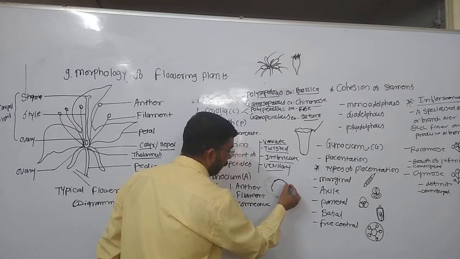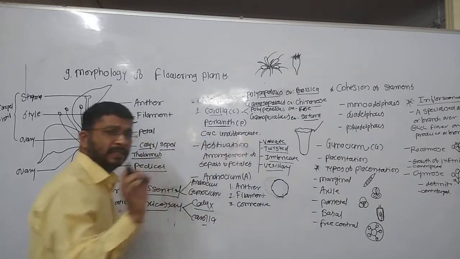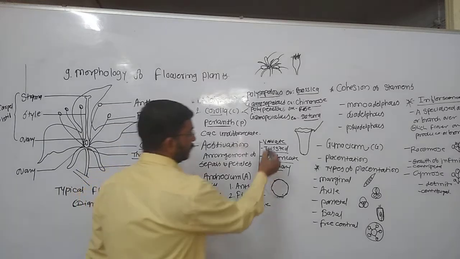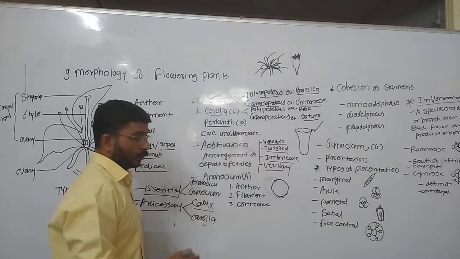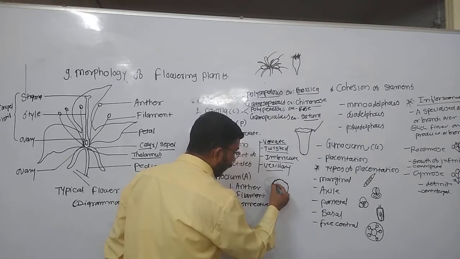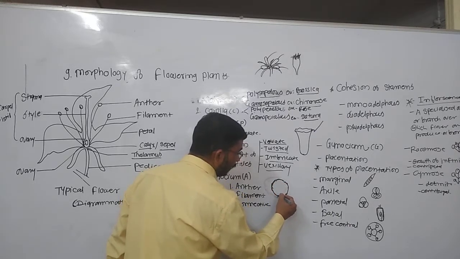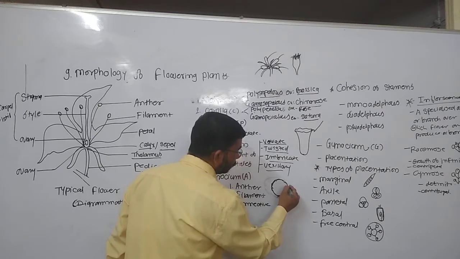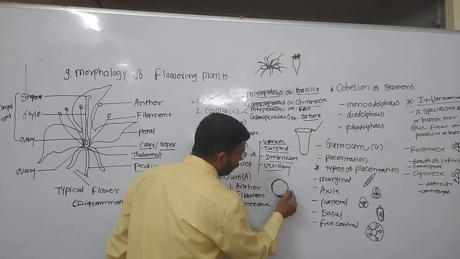They are just attached with each other, all the petals. That's why we call it valvate aestivation. In twisted aestivation, one is fused here, they are overlapping each other and they form a twist.